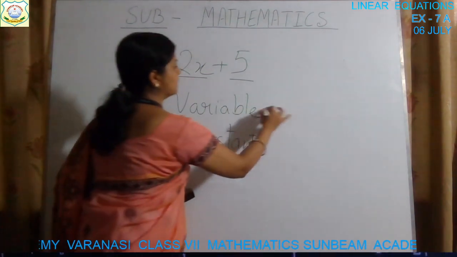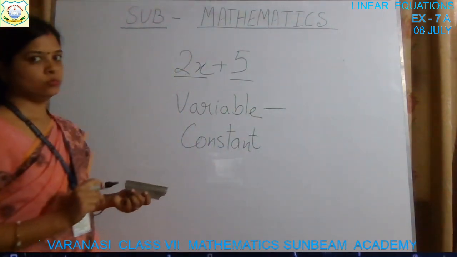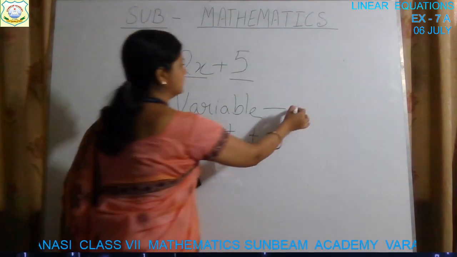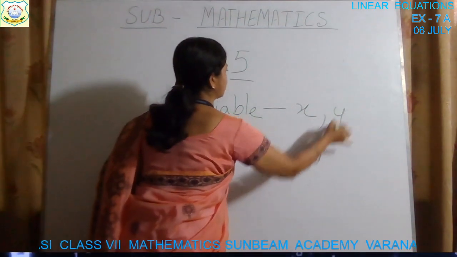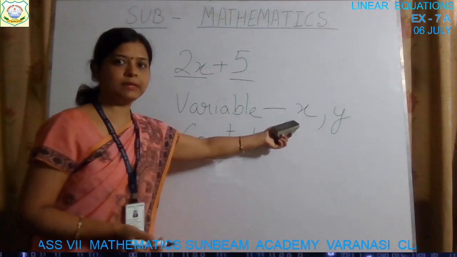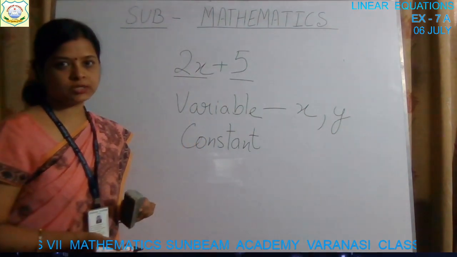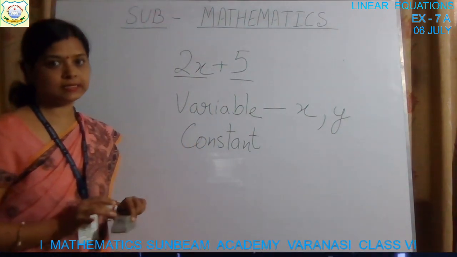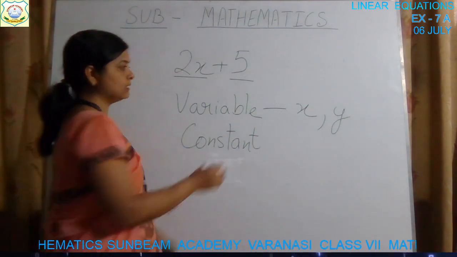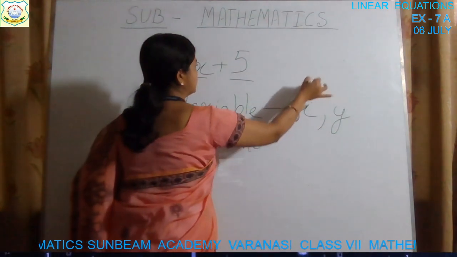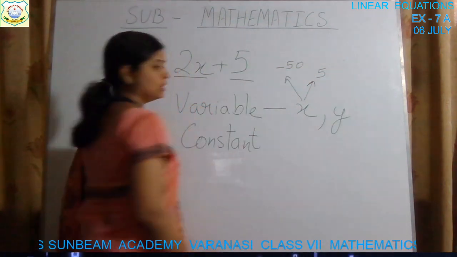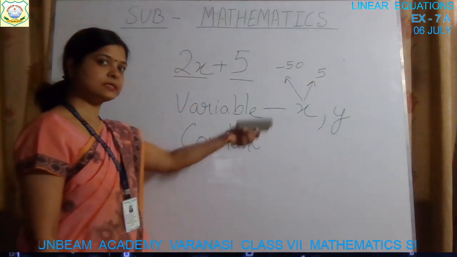If you talk about any unknown value whose value may vary, you may take it as x, y, or any other alphabet. The value is not fixed. It depends upon the equations and the situation where it lies, so its value may change. We don't know what the value of x is. Sometimes it may be 5, sometimes -5 or -50. In the same way y.